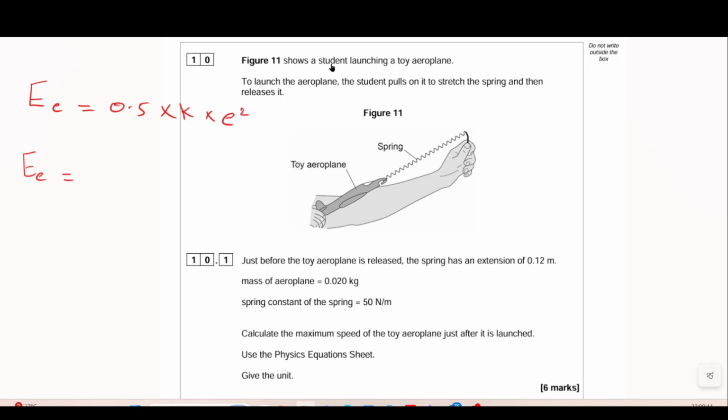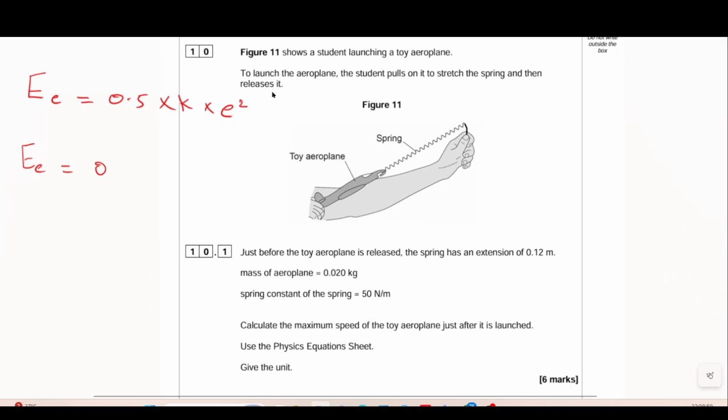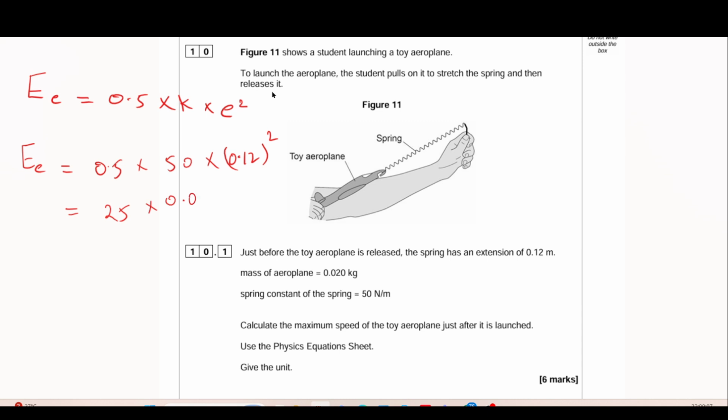Extension is 0.12 meters squared, and spring constant is 50. So 0.5 times 50 times 0.12 squared equals 0.36. Yes, 0.36 joule is the energy.